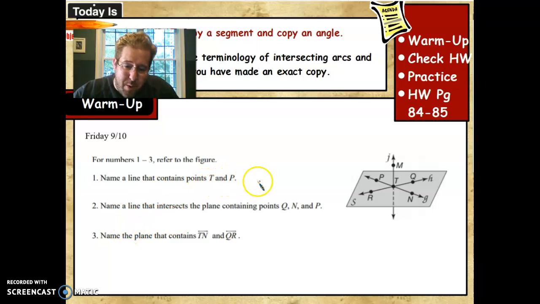Name a line that contains point T and P. That would be line G. Line G has both points T and P on it.